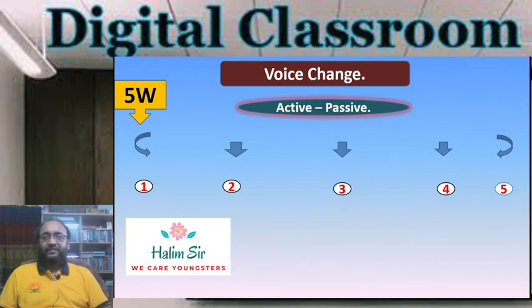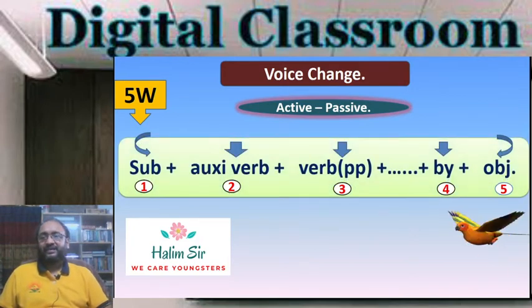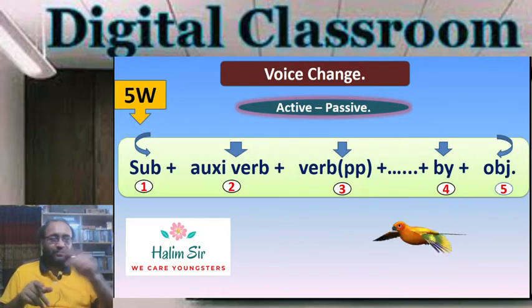So, to change a sentence from active to passive, you have to work 5 times. Number 1, number 2, number 3, number 4, and number 5. If you can work these 5, at that time you can change a sentence into passive easily. Let's see what they are. First one, object will be subject.